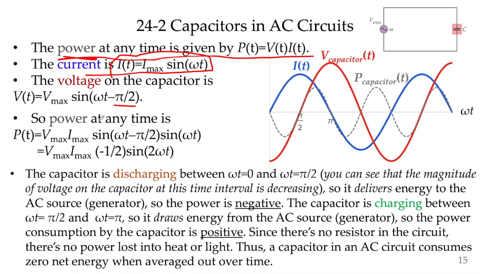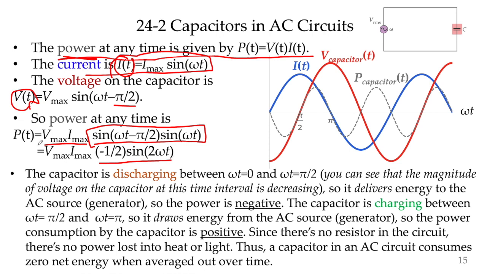So let's calculate the power. I'm going to multiply this voltage and this current. There's going to be I max and V max, and I'm going to multiply sine omega t and sine omega t minus pi over 2. If you use some trigonometry, I'm not going to go into the details, but it's easy, and you can find the formulas online. You can write this multiplication of sines with phase difference pi over 2 as negative 1 over 2 sine 2 omega t.